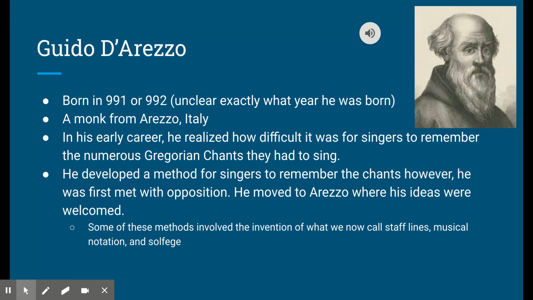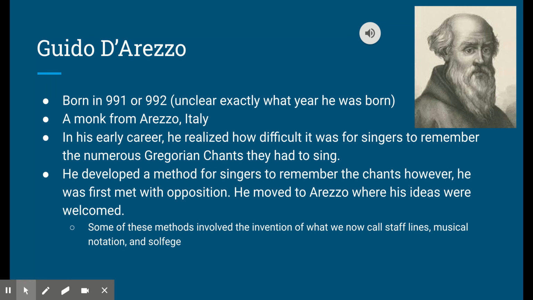In his early career, he realized how difficult it was for singers to remember the numerous Gregorian chants they had to sing. Remember, monks sang their prayers multiple times a day. Each time they sang, the words and melodies could change. Also, the words and melodies would change depending upon what season they were in the church.